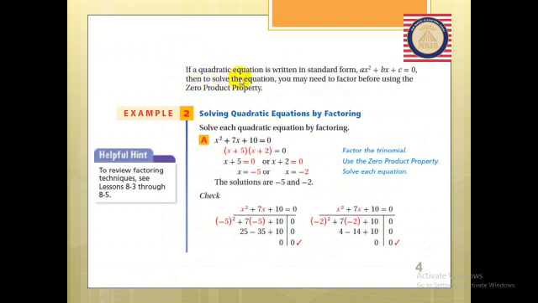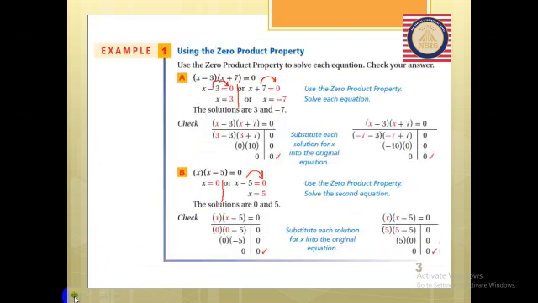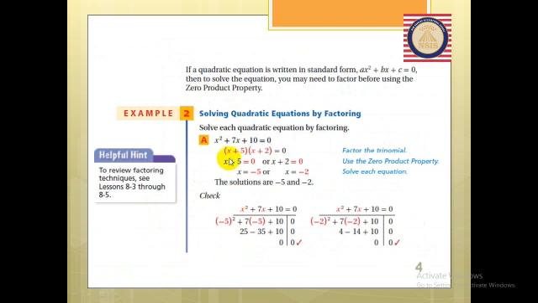If a quadratic equation is written in the form of ax power 2 plus bx plus c equals 0, then to solve the equation you may need to factor before using the zero product property. Okay? Because look here, it gives you the two brackets as they are. You don't have to factorize. But here we are going to factorize. Remember how to factorize? Let's remember together.